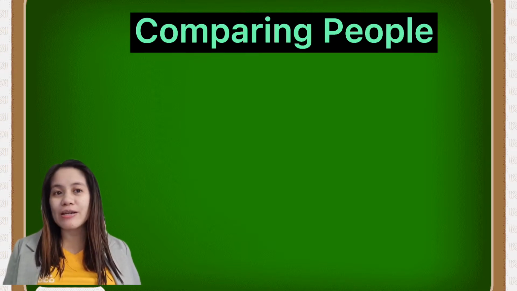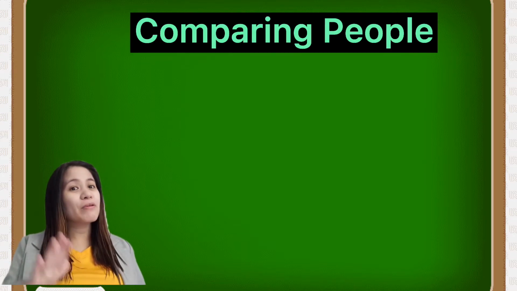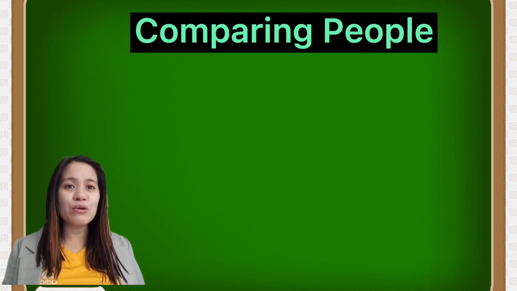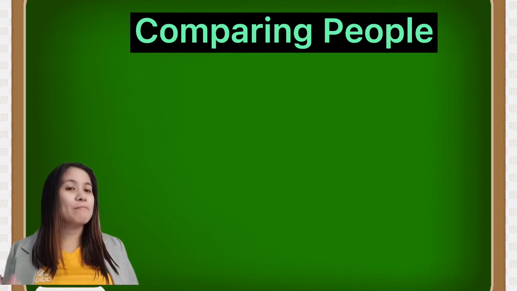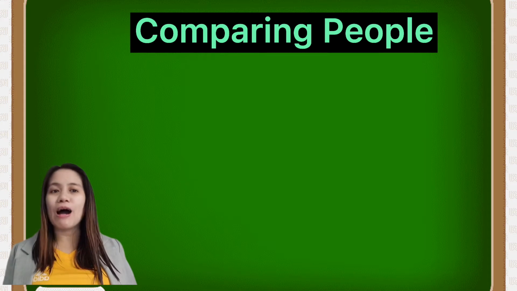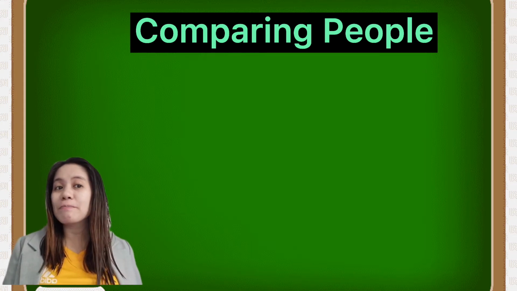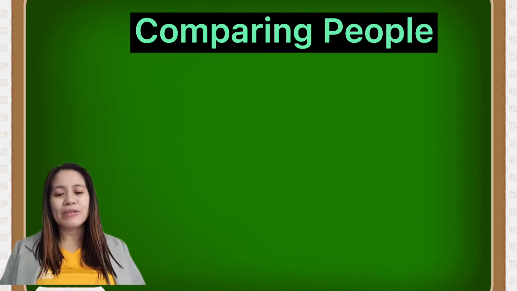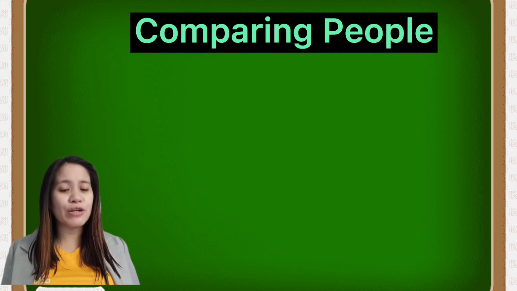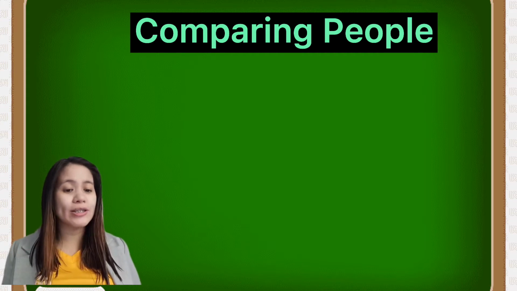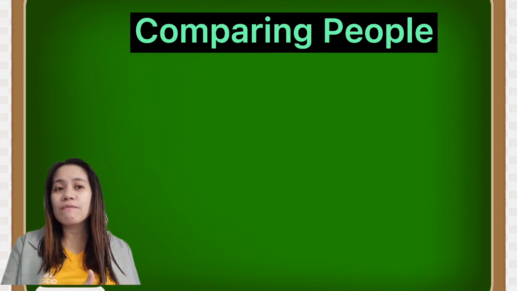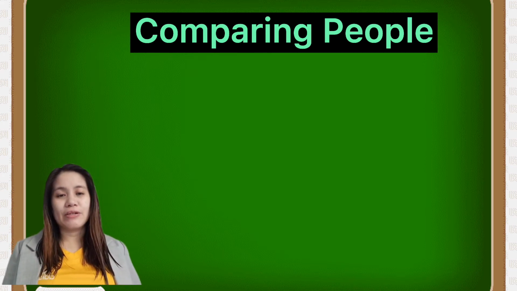Now it's time for our English class with Teacher Mel. So for today, we are talking about comparing people. From the previous lesson, we did comparing animals. But this time, it's about comparing people. Okay? So we have a set of vocabularies or words to compare different people. So are you ready?